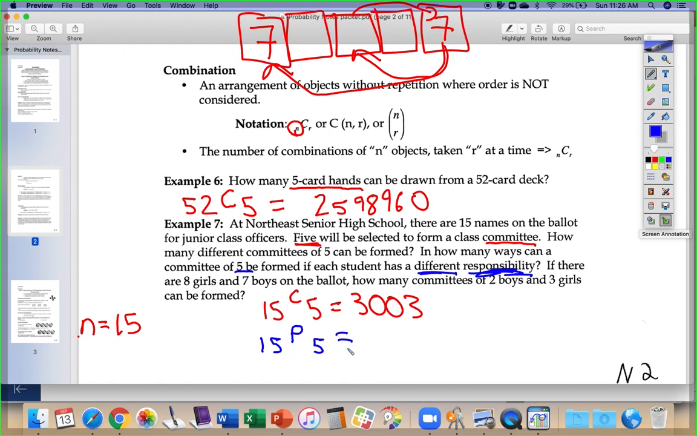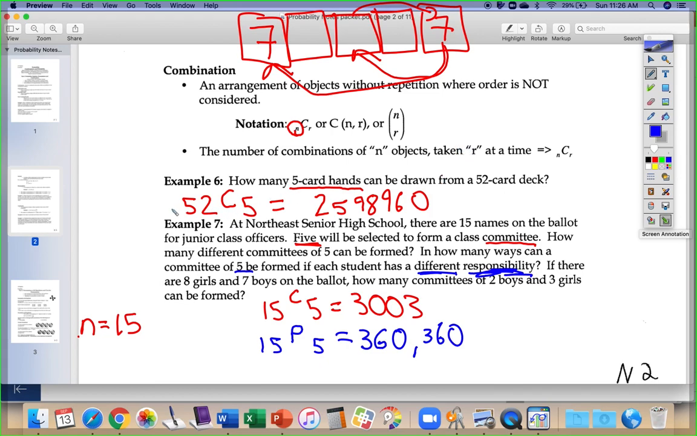So it becomes a permutation. There are always more permutations than combinations. Believe it or not, this is 360,360. Why? Because this is just groups of 5. This is saying groups of 5, but count all the different arrangements of your president, your treasurer, your historian, and then shuffle all those around.